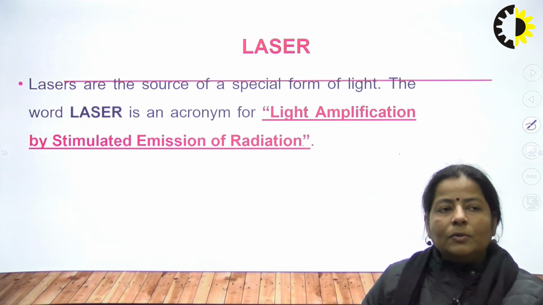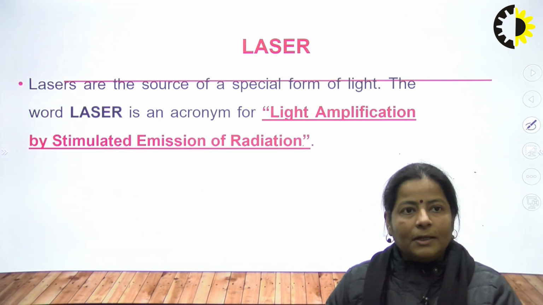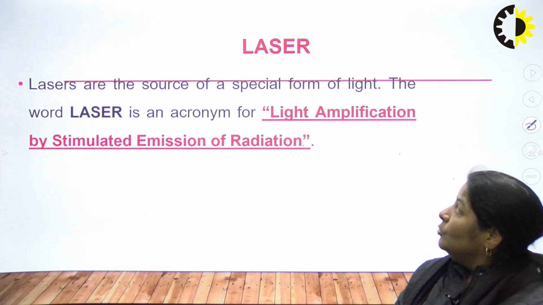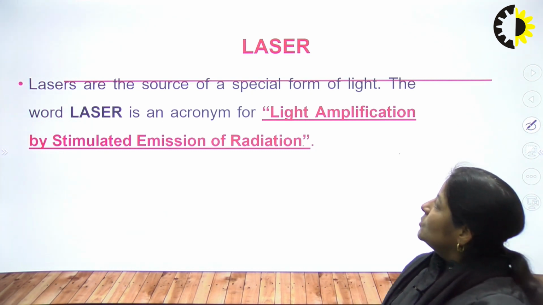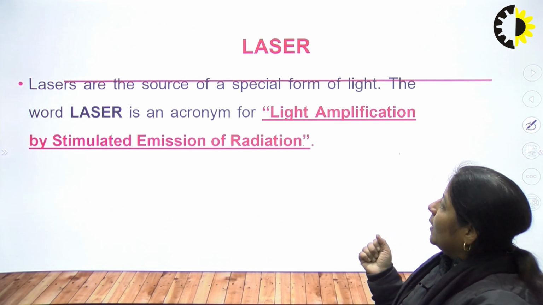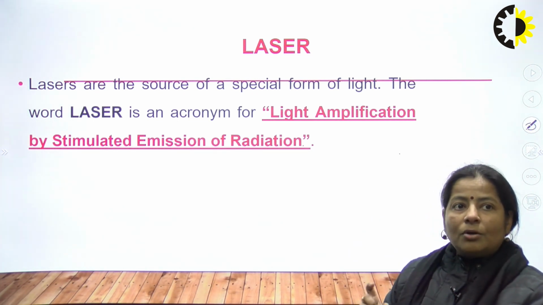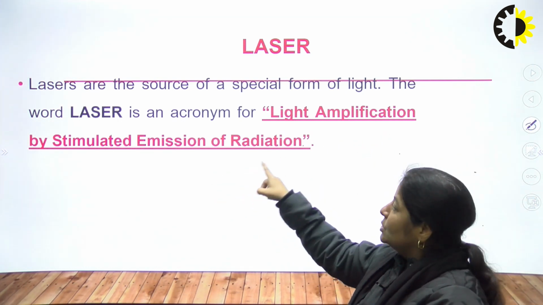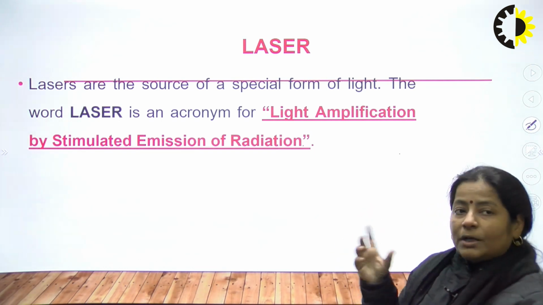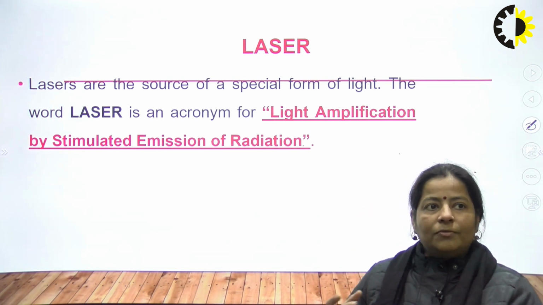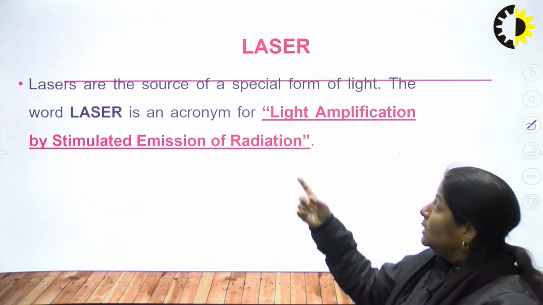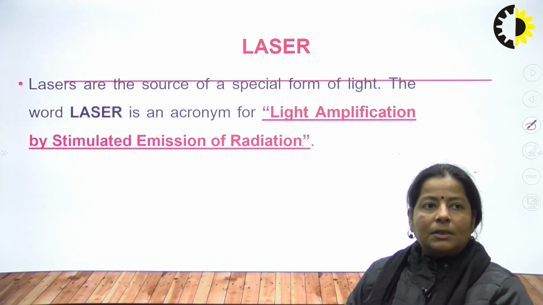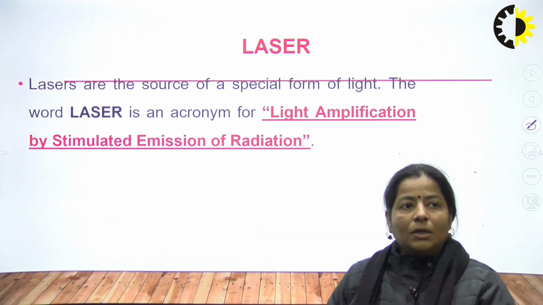First, although we will be talking about the types of laser, we just want to define laser. So how do we define laser? Lasers are the sources of a special form of light. The word laser is a short form for the term light amplification by stimulated emission of radiation. So a device which is giving out this type of light will fall in the category of lasers. This is just a primary term to understand what we will be talking about.